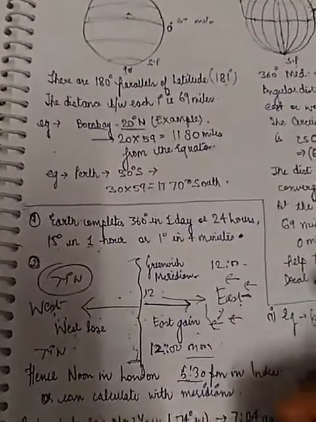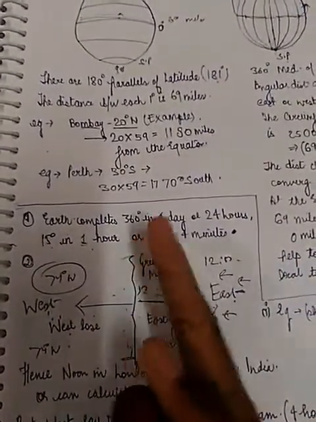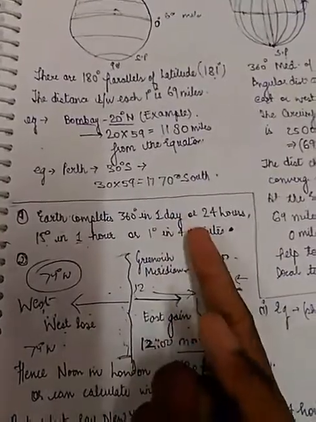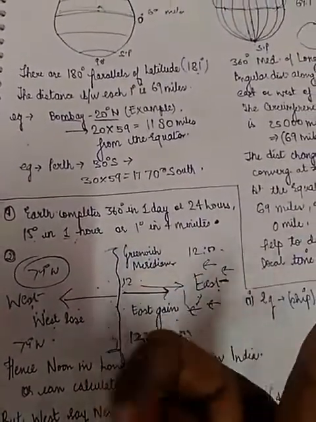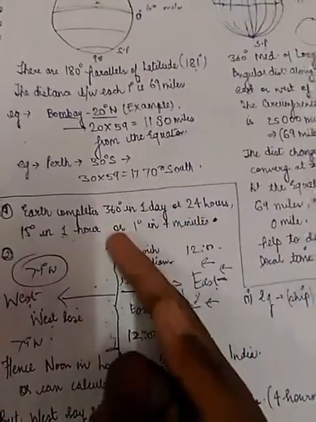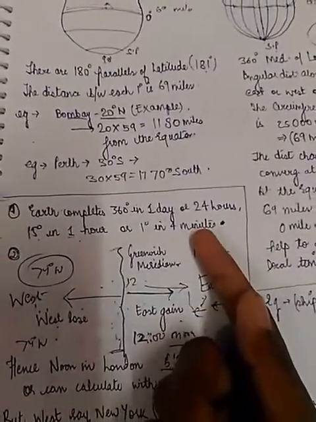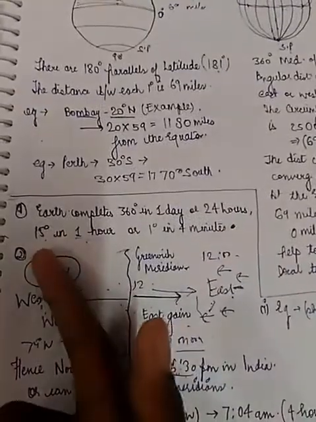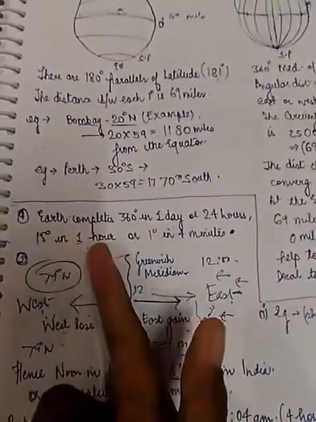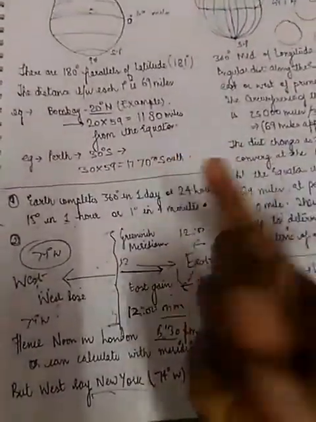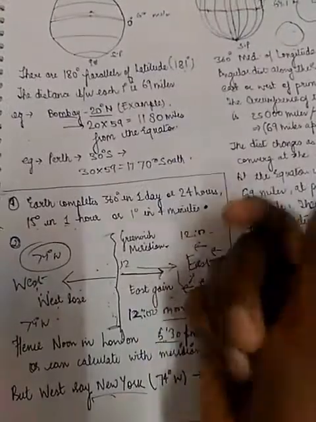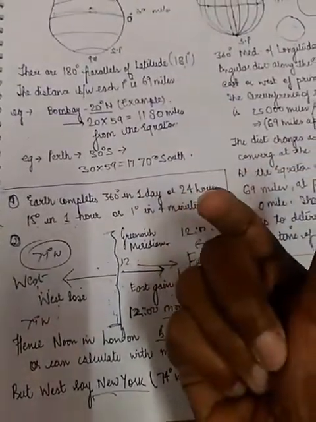We know that the earth covers 360 degrees in one day. That means in 24 hours, our earth rotates one complete circle of 360 degrees. Or we can say it moves by 15 degrees in every 1 hour. The earth rotates, and every hour it moves ahead by 15 degrees. Okay.